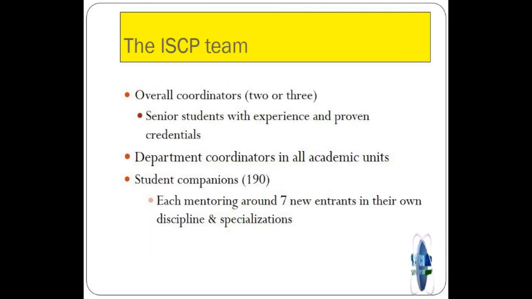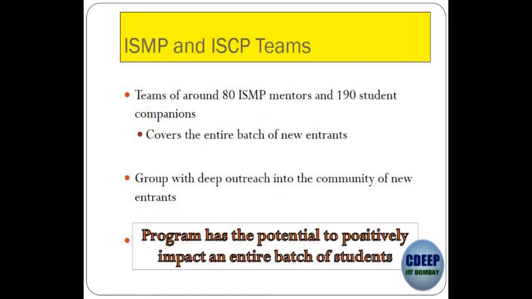Next we have the ISCP team. This is the mentoring program for the new entrants into our master's program, the Institute Student Companion Program. Depending upon the batch that year we may have 2 or 3 overall coordinators; this year we have 3, students with experience and proven credentials. They are ably supported by department coordinators in every department and academic program, and they in turn are supported by 190 student companions, each mentoring about 7 new entrants in his own department and discipline.